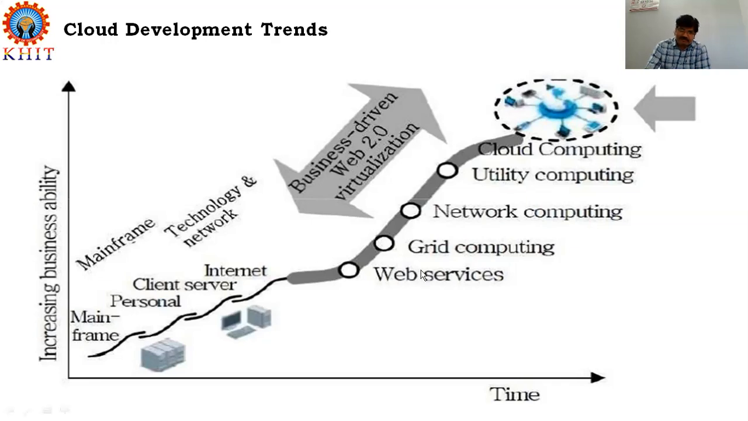So all these, web services, grid computing, network computing, utility computing, and cloud computing, came into the market to boost business-driven web services with the help of virtualization. When cloud came into the market, virtualization was also embedded in it. Virtualized means not actual. We can create any number of virtual computer environments in a particular computer with the help of virtualization. If you consider this diagram, cloud development trends have rapidly grown from mainframe to cloud computing nowadays. Over a period of time, business ability has also grown with different tools and techniques.